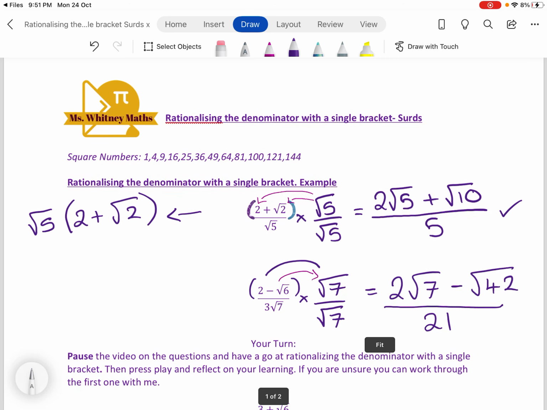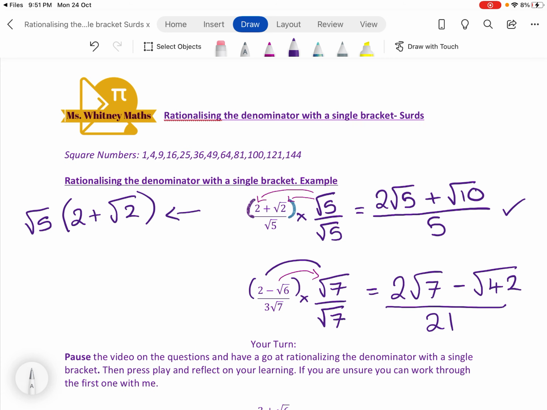Now we always double check 42, check the factors. 1, 42, 2, and 21. Check all the factors. It does not simplify. You are finished here. Sometimes it will simplify further, and then you have to simplify every part of the fraction for it to work.